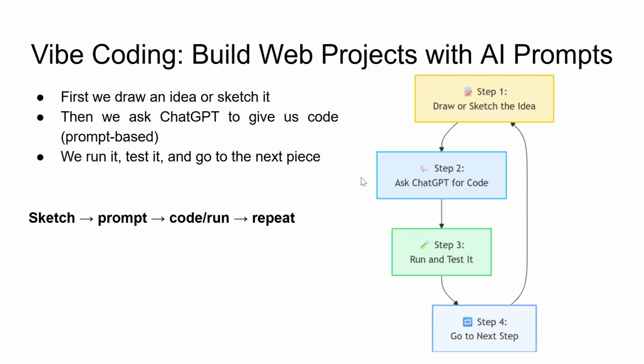Let's go back to our structure. To simplify and recap, we draw a sketched idea or even talk about it or describe it, ask for code, and run and test. And if needed, we go back to improve it.